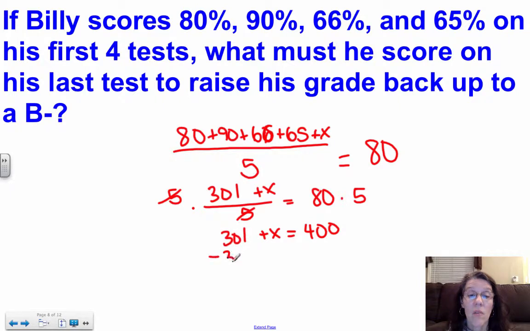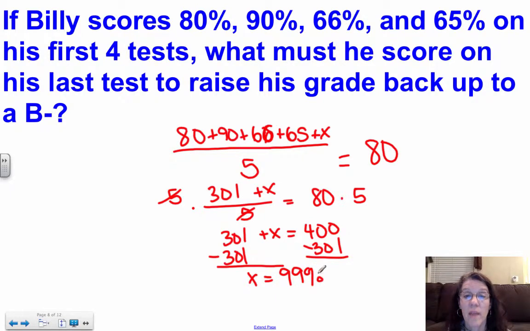So if we solve, we get x equals 99. And these were all percents. So Billy has to get a 99% on his last test if he wants to get an A minus, or excuse me, a B minus in the class. He's going to have to work pretty hard, isn't he?